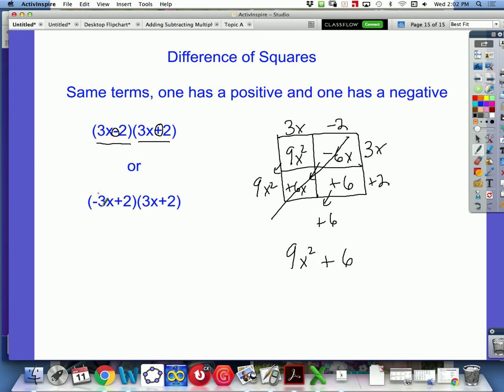Now we could also have a difference of squares that looks like this one. In this case, both the plus 2's are the same, but now this is a negative 3x and a positive 3x. So that's still difference of squares because all the numbers are the same. Now we just have a negative 3 and a positive 3. So another example could be 4y plus 2 and negative 4y plus 2. That works because these are both the same and the others, one's a positive and one's a negative.